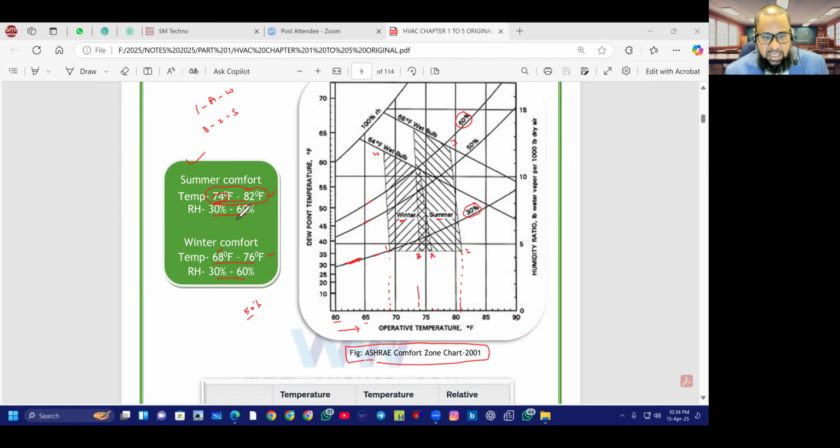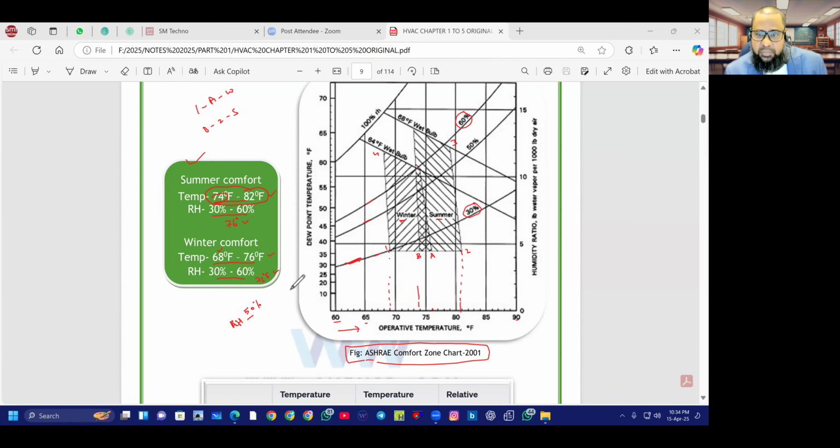And remember, at the time of designing, we are considering RH of 50% as standard for both seasons. For temperature, for summer we are considering 76 as standard. You see 74 to 82, we are taking the average, say 76. For winter we are considering 72 as standard: 68 to 76, taking the average as 72. Some consultants will take 75 also, which is also in the range. But in this training program, I'm considering these as the standard temperatures for load calculation.